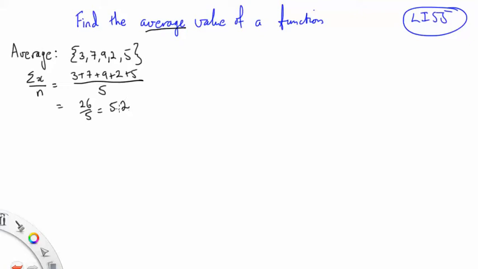which equals 5.2 for the decimal, for the people who prefer decimal. 5.2. Okay, well that's the average value of a discrete data set.